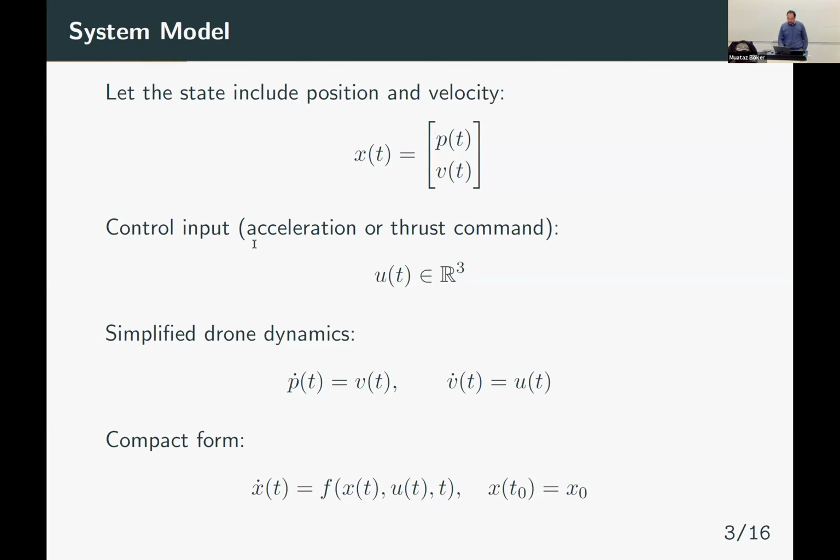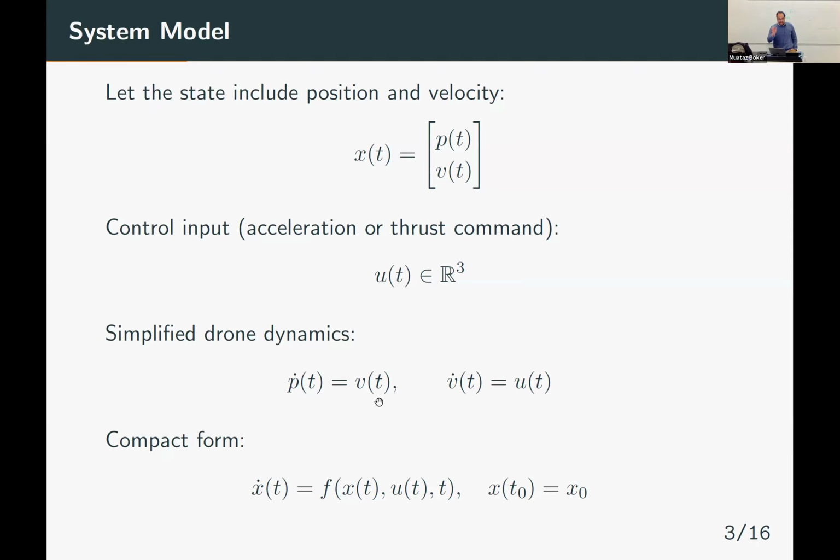This is the control input, which is basically the acceleration or thrust command. Because we have 3 thrusts, so 3 U's, each U would have its position and velocity. A simplified model for the drone, as simple as it gets, is that the derivative of the position is equal to the velocity, the derivative of the velocity is equal to the acceleration, and that's exactly what the input is. So the thrust will give acceleration to the drone.